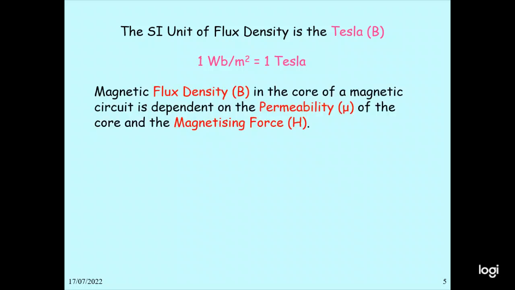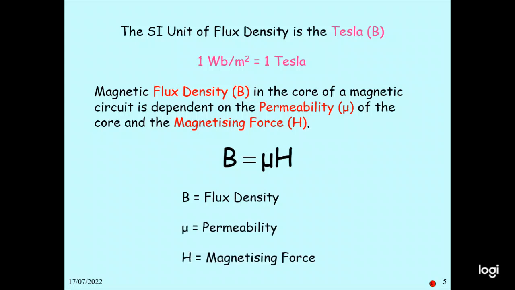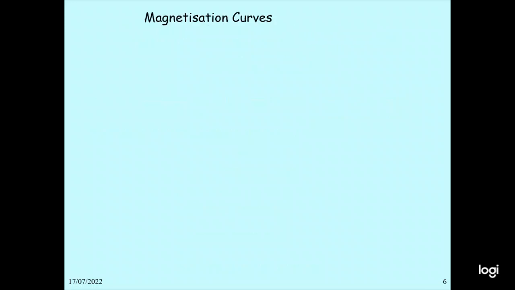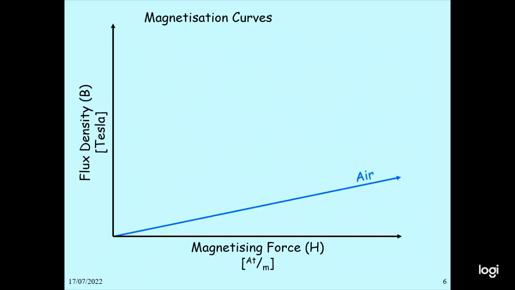Magnetic flux density in the core of a magnetic circuit depends on the permeability, mu, of the core and the magnetizing force. In this case, B can be calculated as mu into H. So B is the flux density, mu is the permeability, and H is the magnetizing force. Magnetizing current can be calculated. So this is the magnetizing force here and the flux density.